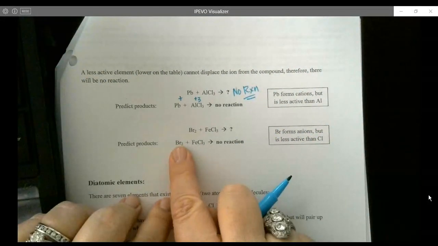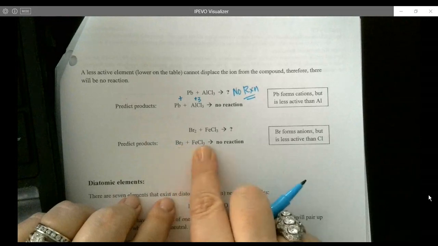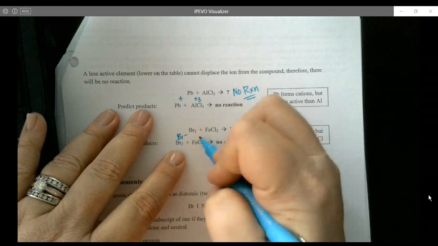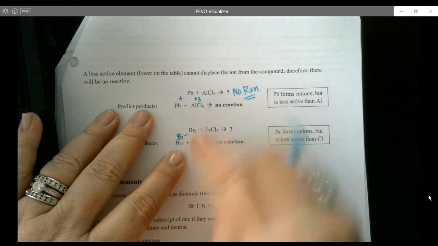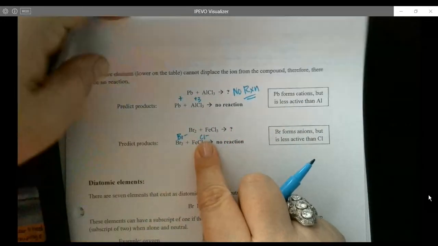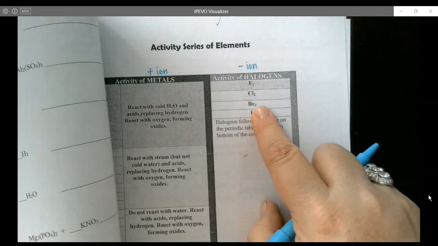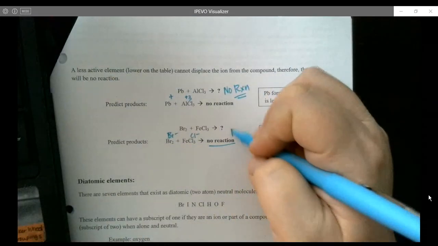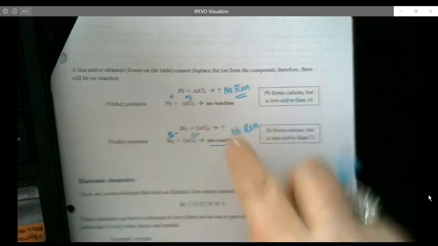And if you were bromine and you tried to kick chlorine out, because remember bromine, Br, is a negative, and chlorine, we know, is a negative. So bromine and chlorine, we'd look those two up, and we'd find that bromine is below chlorine. So again, no reaction. This is not happening, okay?